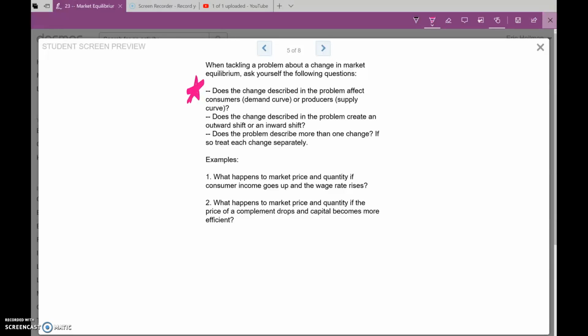Next thing you want to ask is, does the change described in the problem cause the curve in question to shift outwards or inwards? Some things on the consumer side that cause the demand curve to shift out would be income increasing, or people's taste for a good, like the good becomes more popular for some reason. That would be an outward shift. If the price of a substitute goes up, that will shift demand for this good outwards. On the supply side, things that would cause the supply curve to shift outwards might be costs going down, like wage rate or rental rate, or an advance in technology.